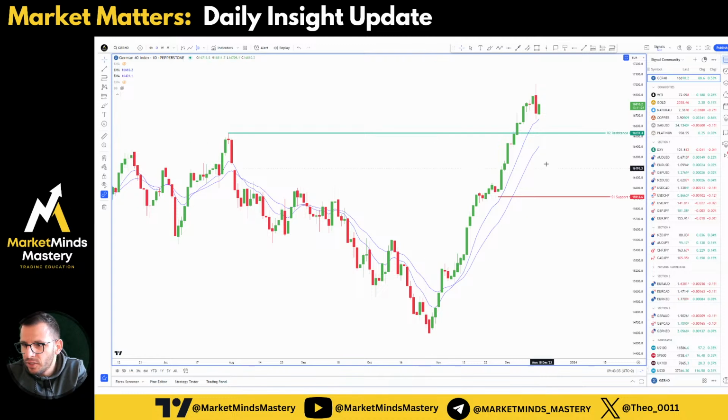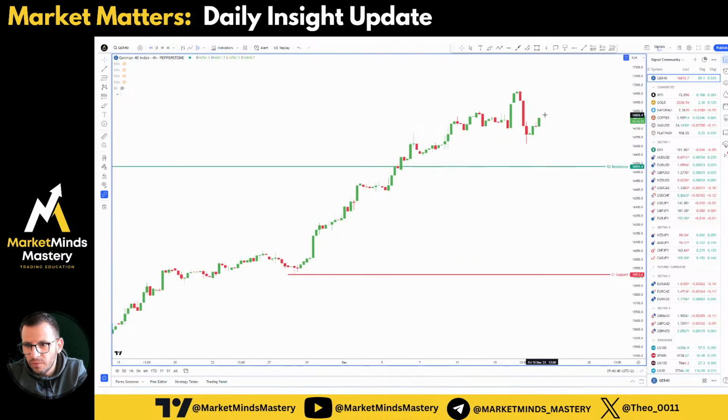And again, just a very quick look at the German 40, still moving higher. Maybe the price will rally up to this area here. So let's keep an eye on that for the London Open, for those that want to trade the German 40.